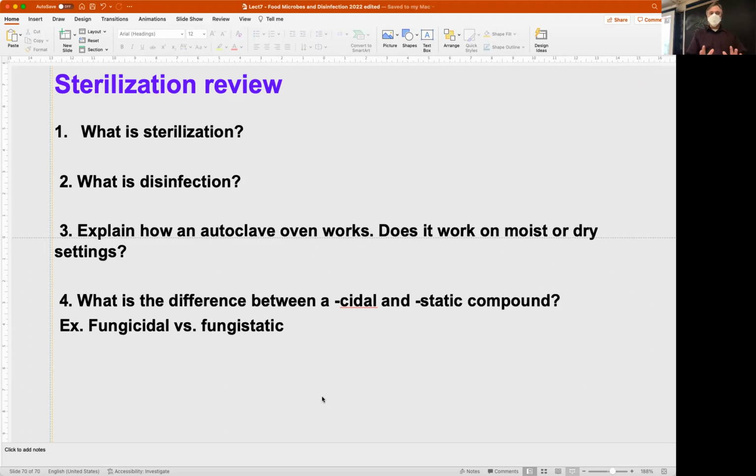And final slide, what is sterilization? What is disinfection? Explain how the autoclave oven works. I'll cover that in class next day. We'll talk a little bit more about the autoclave oven. What is the difference between static and acidal? Okay, so I'll leave that to you guys. We just looked at those things. What is sterilization? What is disinfection?